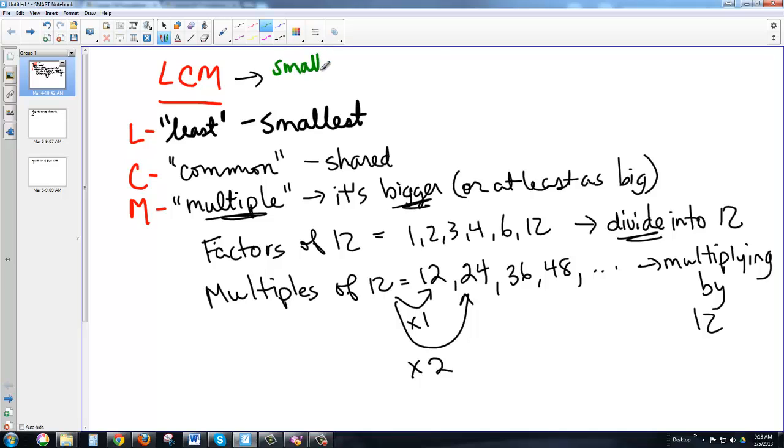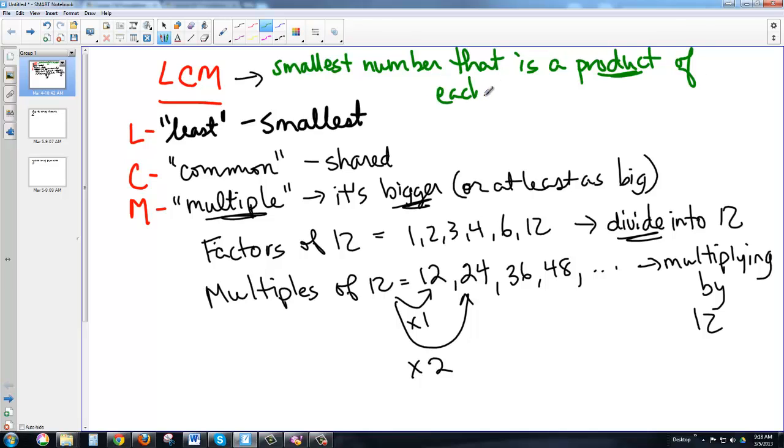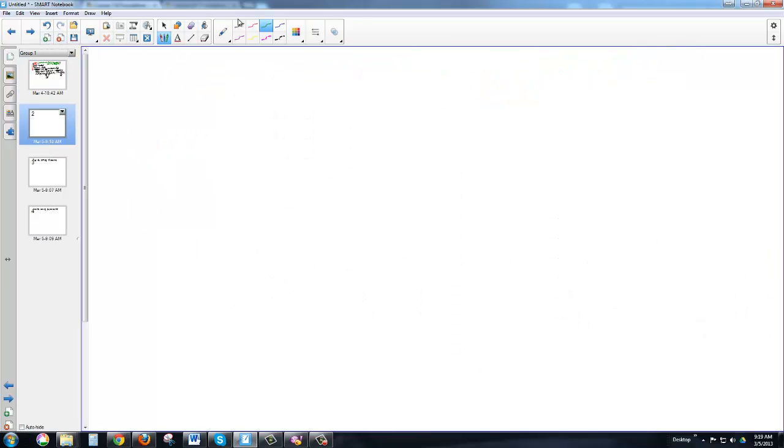So a least common multiple is going to be the smallest number that is a product, something you get when you multiply, of each number in the question. Okay, so that's what we're looking for. Let's start with an easy example.